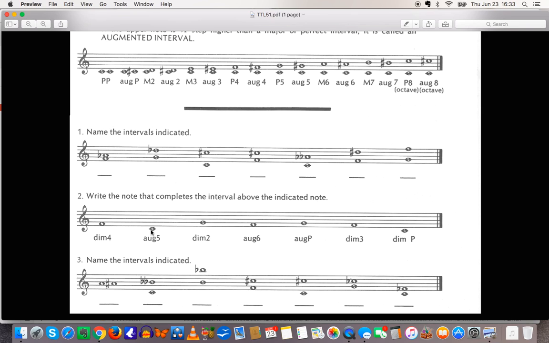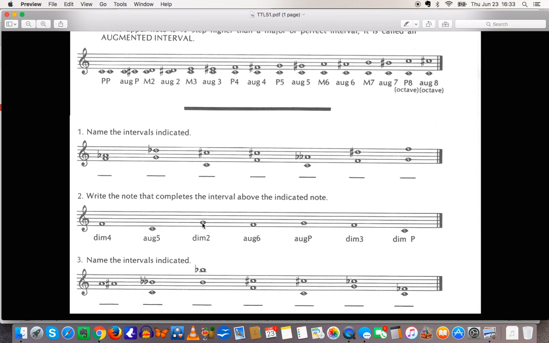Okay, now here we need a fifth, and we need to augment it. So C, D, E, F, G. C to G is going to be a perfect fifth. You raise it to G sharp, you're going to have an augmented fifth, all right? Let's do one more.